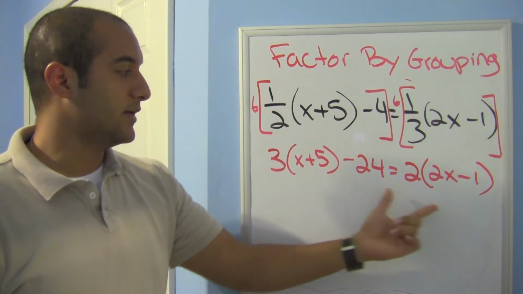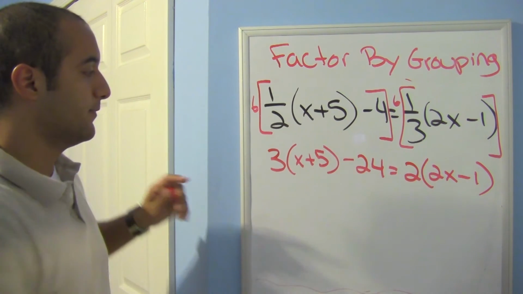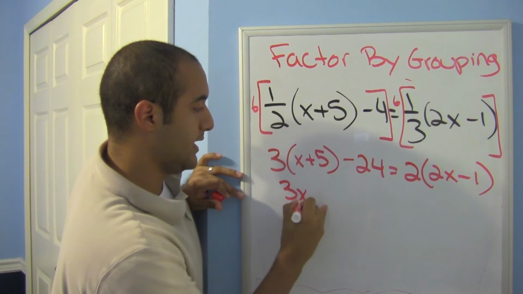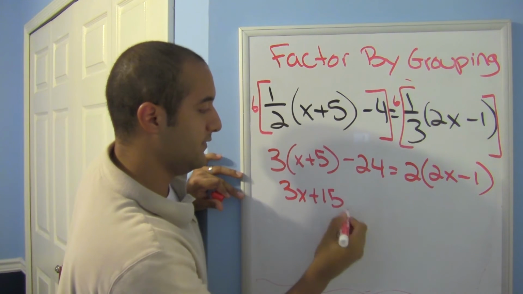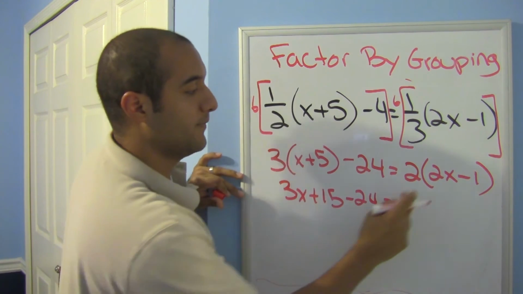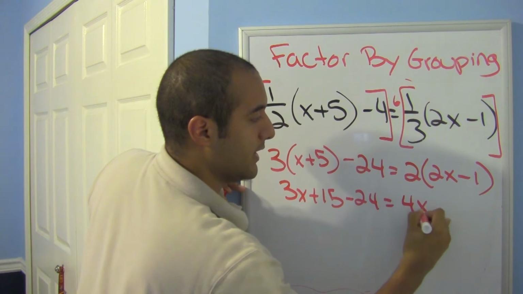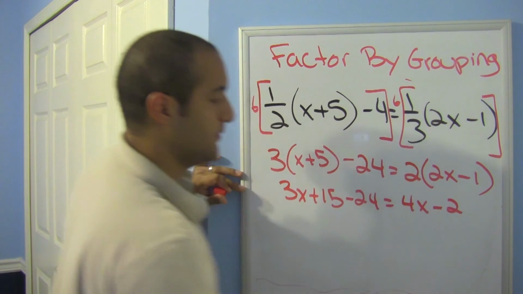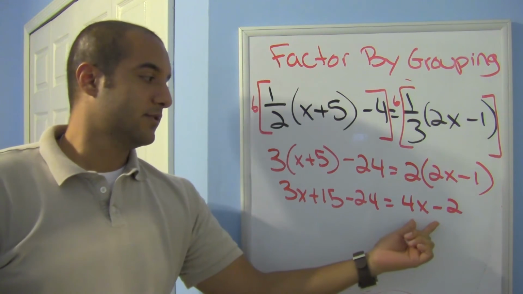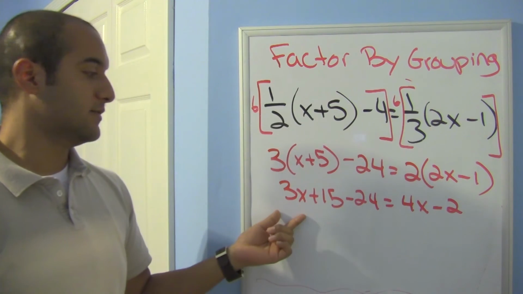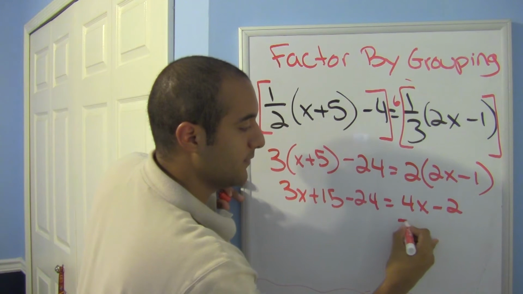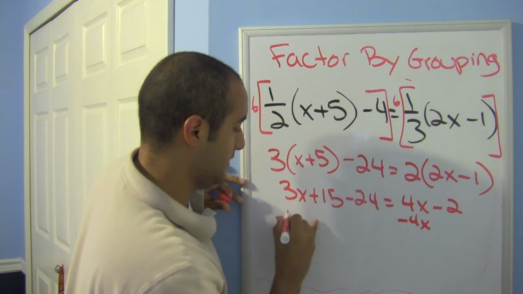Okay. What I'll do now is that I'll go ahead and work the rest out. 3, and I'm going to distribute this 3, so I get 3x plus 15 minus 24. I didn't touch this minus 24, so I brought it down. And distribute that too. 4x minus 2. Okay? Here I have a choice. I could either move this 3 to this side or this 4x to this side. I'll just go ahead and I'll bring that 4x to the left side. Whatever you choose is up to you. Minus 4x minus 4x.